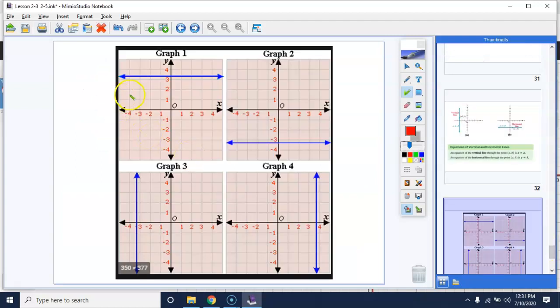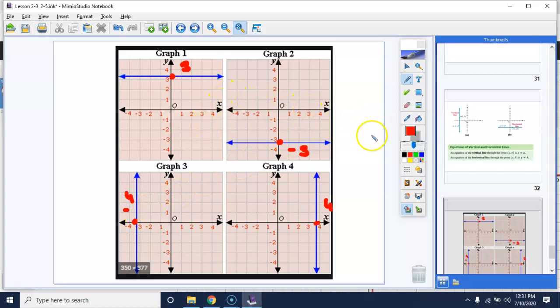Let's say I've got those graphs, all right? On this one, let's assume it goes at 3. Okay. On this one, let's assume it goes at -3, to be on the same page. This one, let's assume it goes at 4. And this one, let's assume it goes at -4.